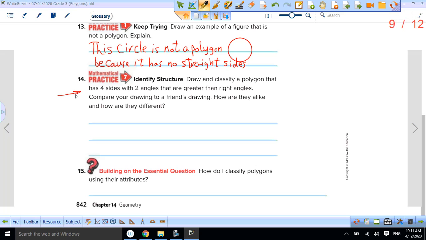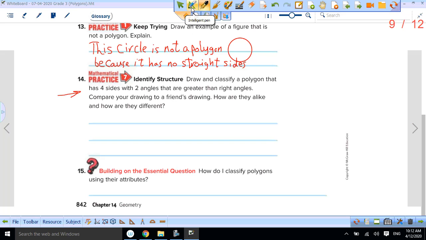Okay, let's solve this one. Draw and classify a polygon that has 4 sides with 2 angles that are greater than right angles. Compare your drawing to a friend's drawing. How are they alike and how are they different? We'll draw one polygon, and that is enough for this question. A polygon that has 4 sides with two angles greater than a right angle.